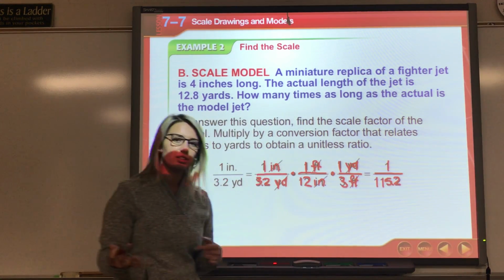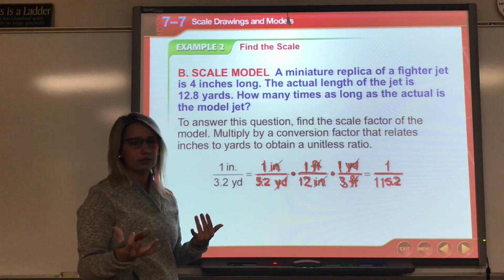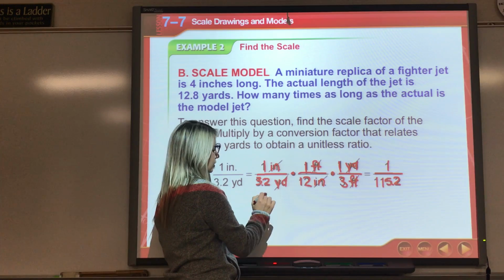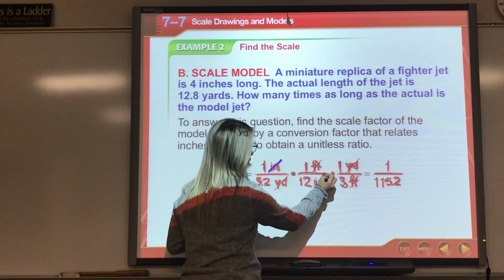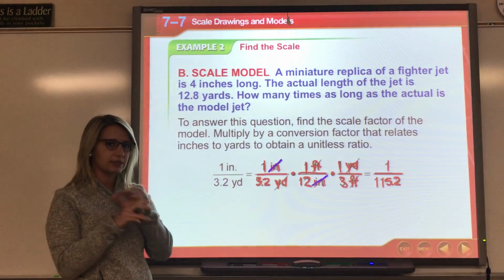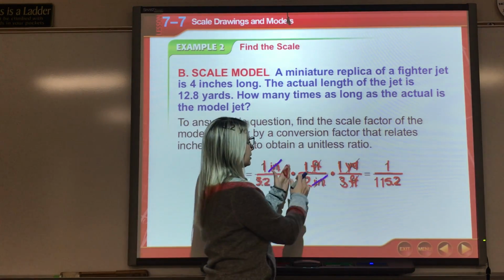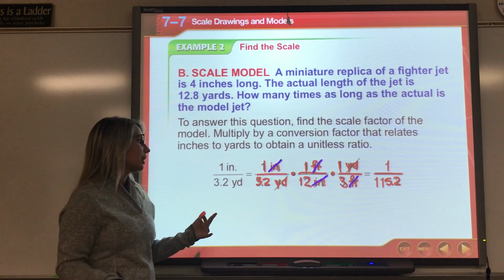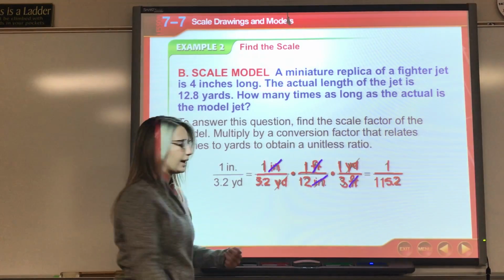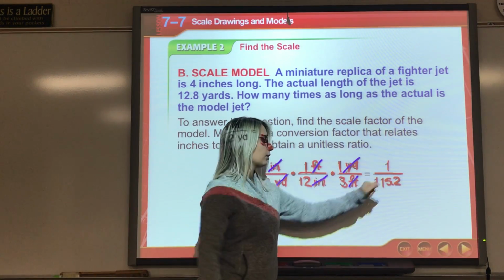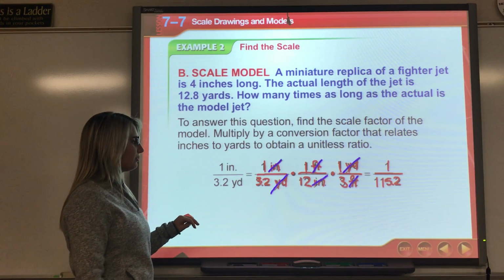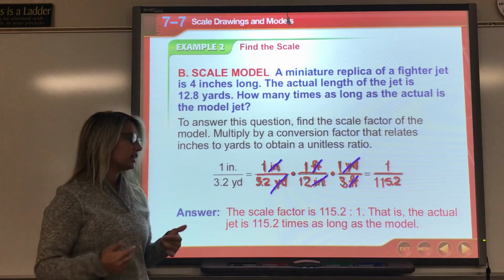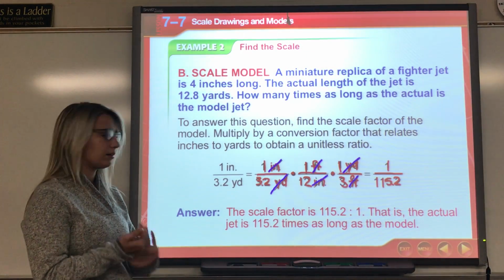Now I'll explain why it's just a number and why we don't have any sort of units. When we multiply inches over yards by feet over inches, our inches cross out. Those units cancel each other out. Then when we multiply this by yards over feet, we have a feet on top and a feet on bottom, so those cancel out. And we still have a yard and a yard, but those also cancel out. So that's why here we have the scale of 1 to 115.2. What we say there is that the actual jet is 115.2 times longer than the model.